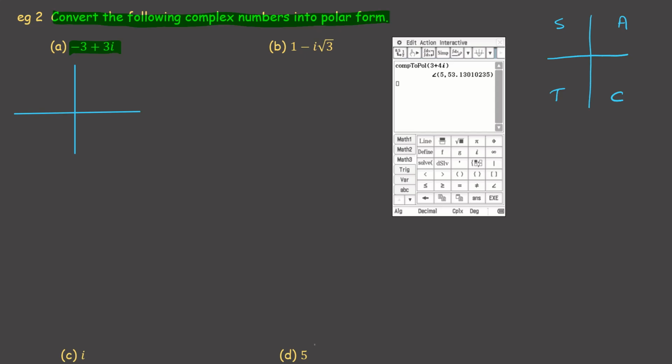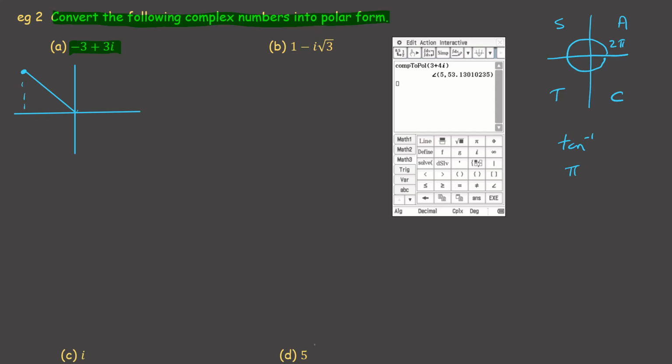If you're trying to work out the angle, you're going to be doing an inverse tan. And the period of tan is pi, not 2 pi like the sine and the cosine. But of course, all the way round is 2 pi. So you really need to know where it is to get the angle right. So -3 plus 3i would be up here.